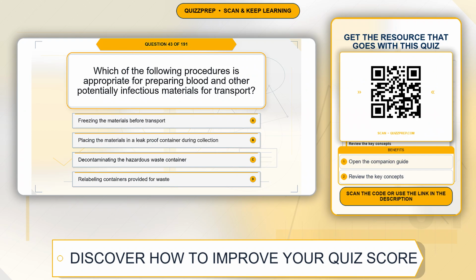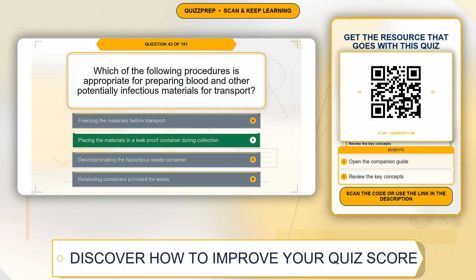Question 43. Which of the following procedures is appropriate for preparing blood and other potentially infectious materials for transport? Option A, freezing the materials before transport. Option B, placing the materials in a leak-proof container during collection. Option C, decontaminating the hazardous waste container. Option D, relabelling containers provided for waste. The correct answer is option B, placing the materials in a leak-proof container during collection.